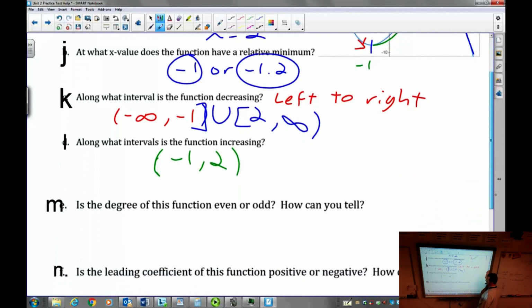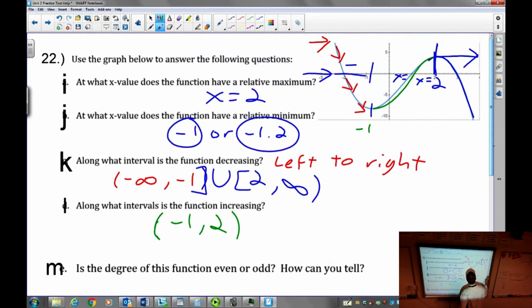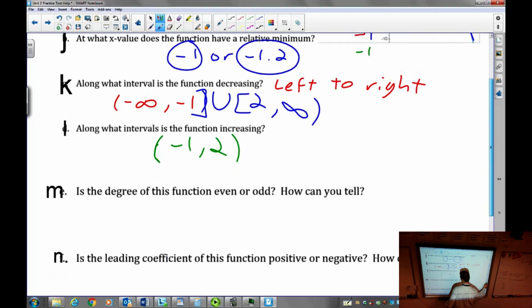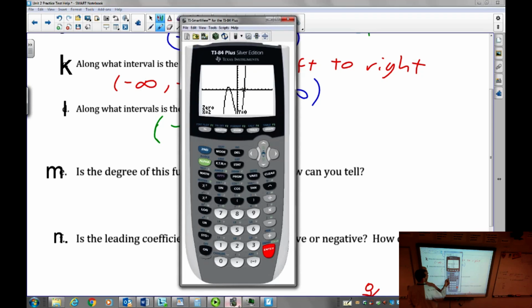All right, excellent. Is the degree of this function even or odd? How can you tell? Well, let's see. It's doing the John Travolta, decreasing and then decreasing. So I'm pretty sure, I could be wrong, but I'm guessing it's odd. So then we could go on our calculator and see if we do have an odd function similar to that.